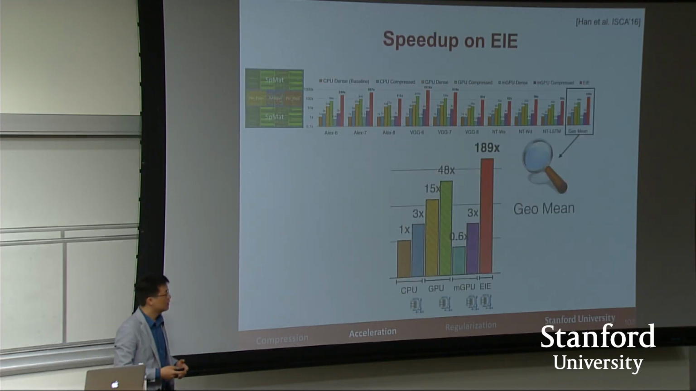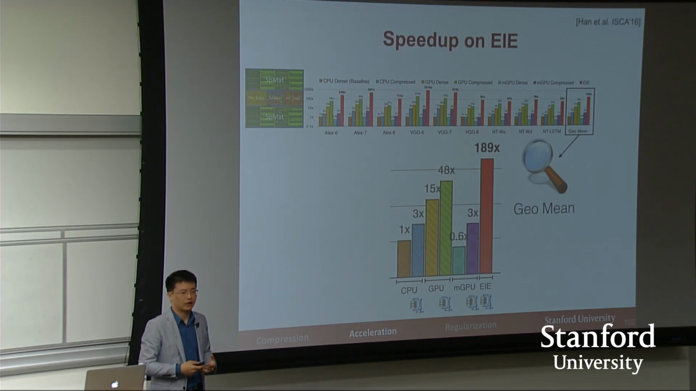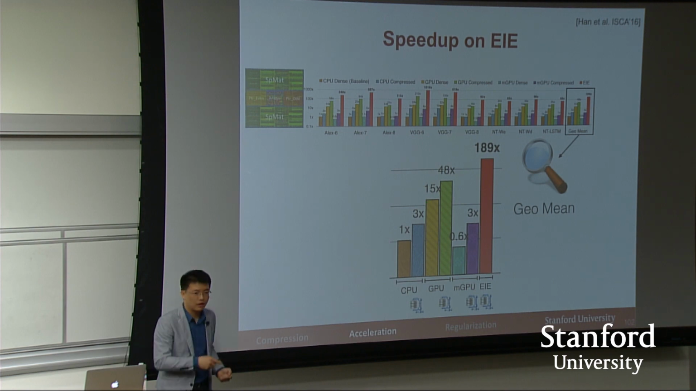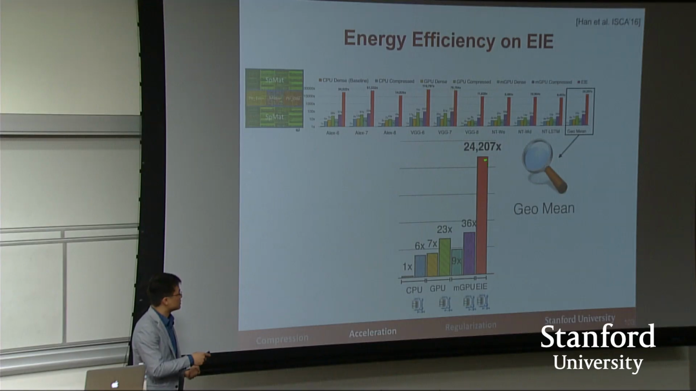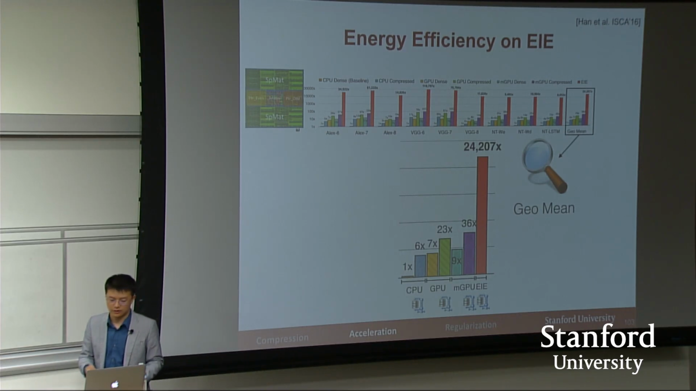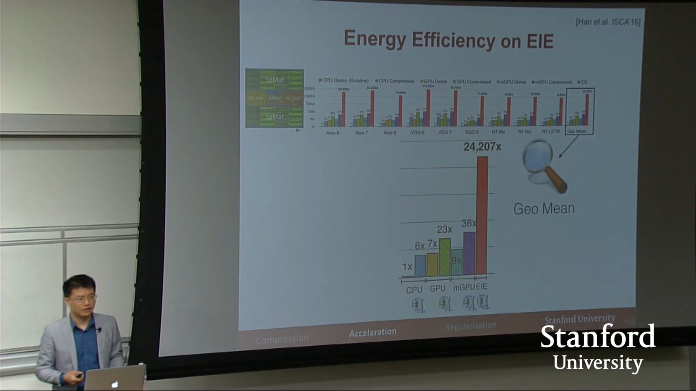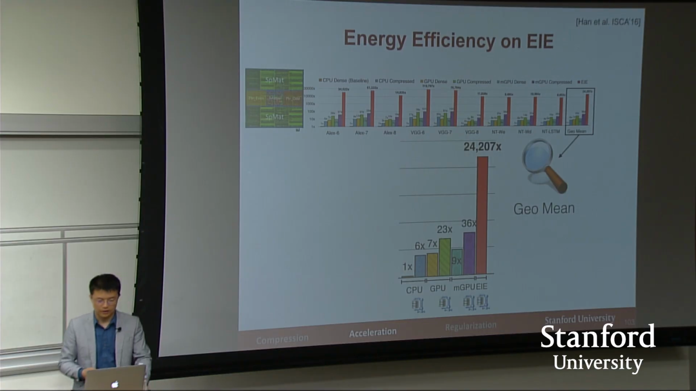Okay, speedup. Using such an efficient hardware architecture and also model compression, this is the original result we have seen for CPU, GPU, and mobile GPU. Now EIE is here, 189 times faster than the CPU, and about 13 times faster than the GPU. This is the energy efficiency on the log scale. It's about 24,000x more energy efficient than the CPU, and about 3,000x more energy efficient than the GPU. It means, for example, previously if your battery could last for 1 hour, now it can last for 3,000 hours.